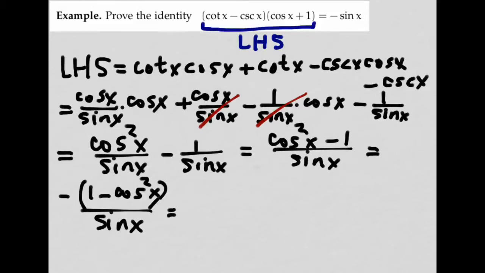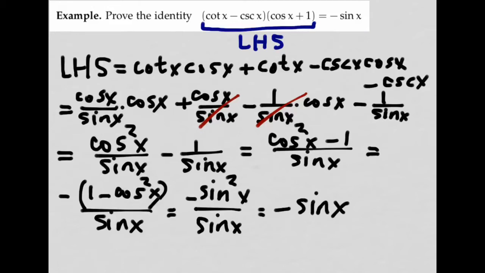Using one of the Pythagorean identities, 1 minus cosine squared x is sine squared x. Then we have minus sine squared x over sine x. One of the signs cancels out, and we're left with minus sine x, which is precisely the right-hand side of the equation. So what we did is we started with the left-hand side, manipulated it, and showed that it's equal to the right-hand side. And that proves the identity.